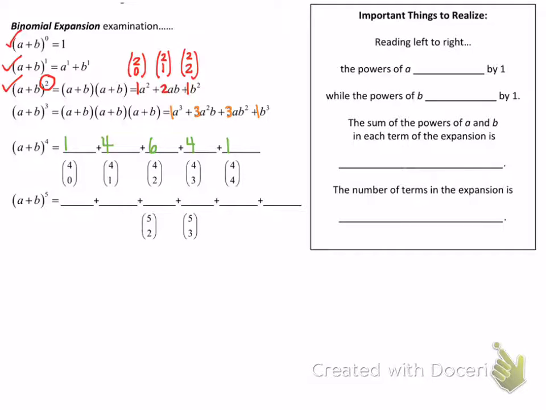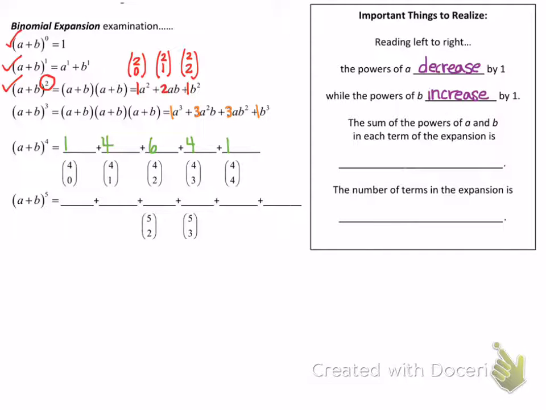Now those are just the coefficients in front. So how do we know what to do with our variables? Going over to the right-hand side, there are a couple of things to recognize and remember. The powers of A are going to decrease by 1, while the powers of B are going to increase by 1. And this is, again, as we're reading left to right.